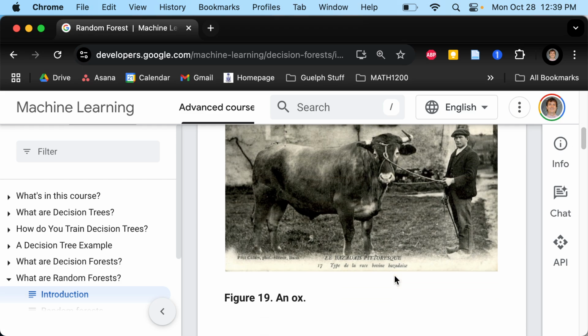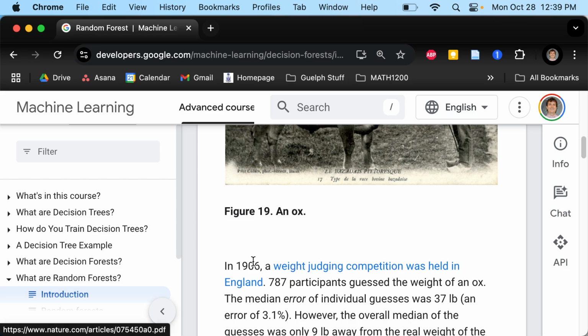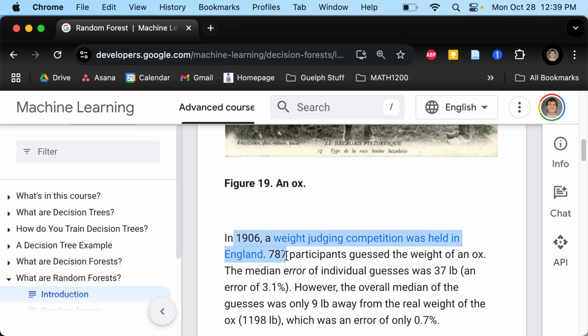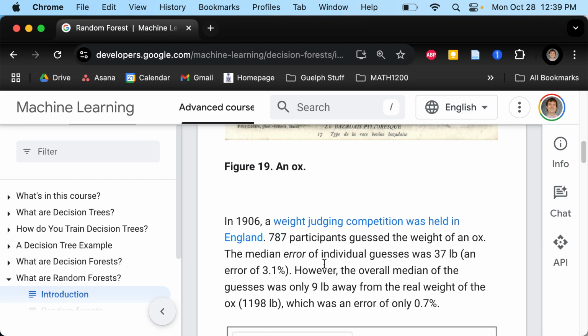So this is sometimes called the wisdom of the crowd. In 1906, there was a weight judging competition with 787 people. Most people were off by 40 pounds, but if you take the median of all the guesses, it's only 9 pounds away. So you go from an error of 3.5% to 0.7%. Some people, when they see 3.5% to 0.7%, think, oh, that's only 3% better. You should think that is 5 times better, right? This number is 5 times bigger than this number.